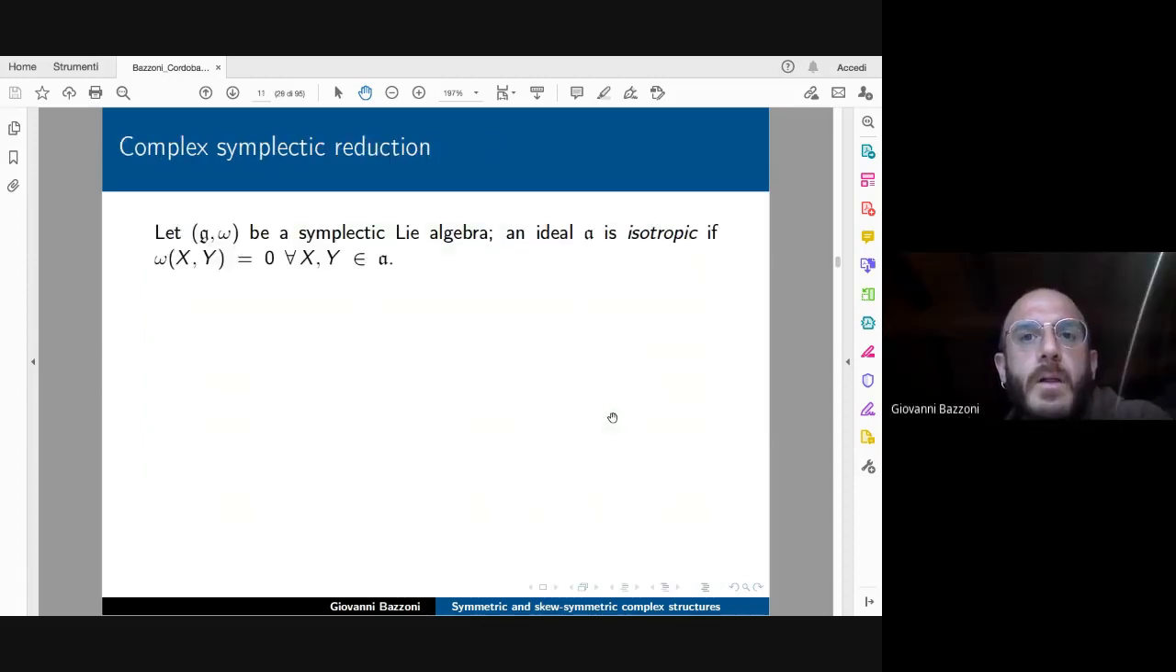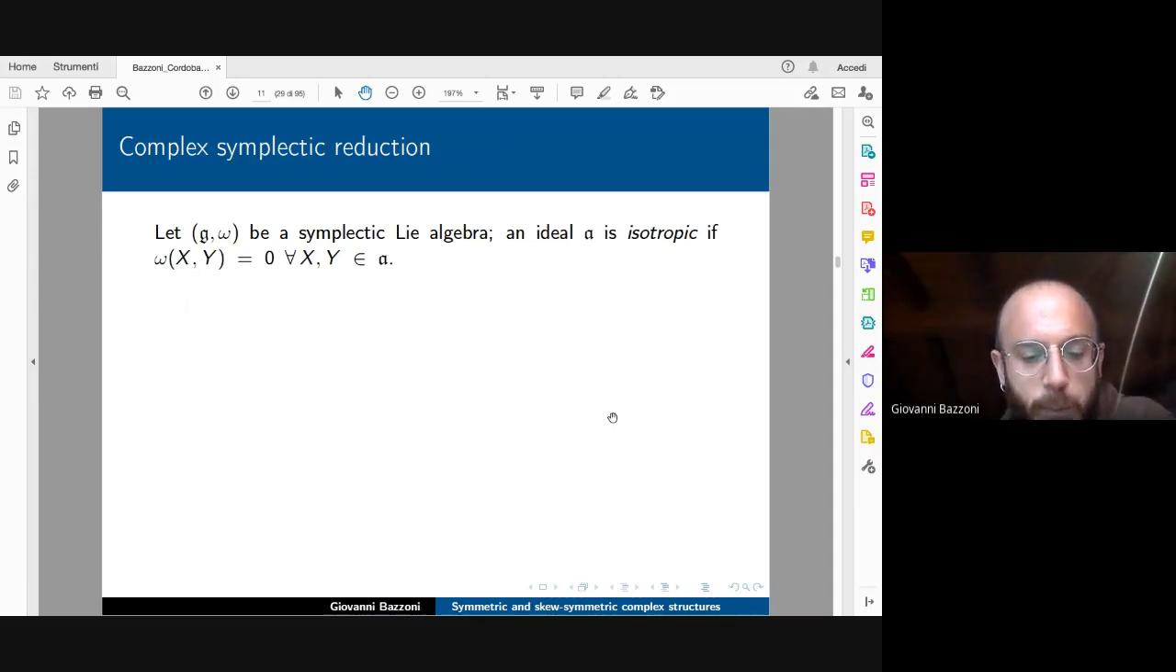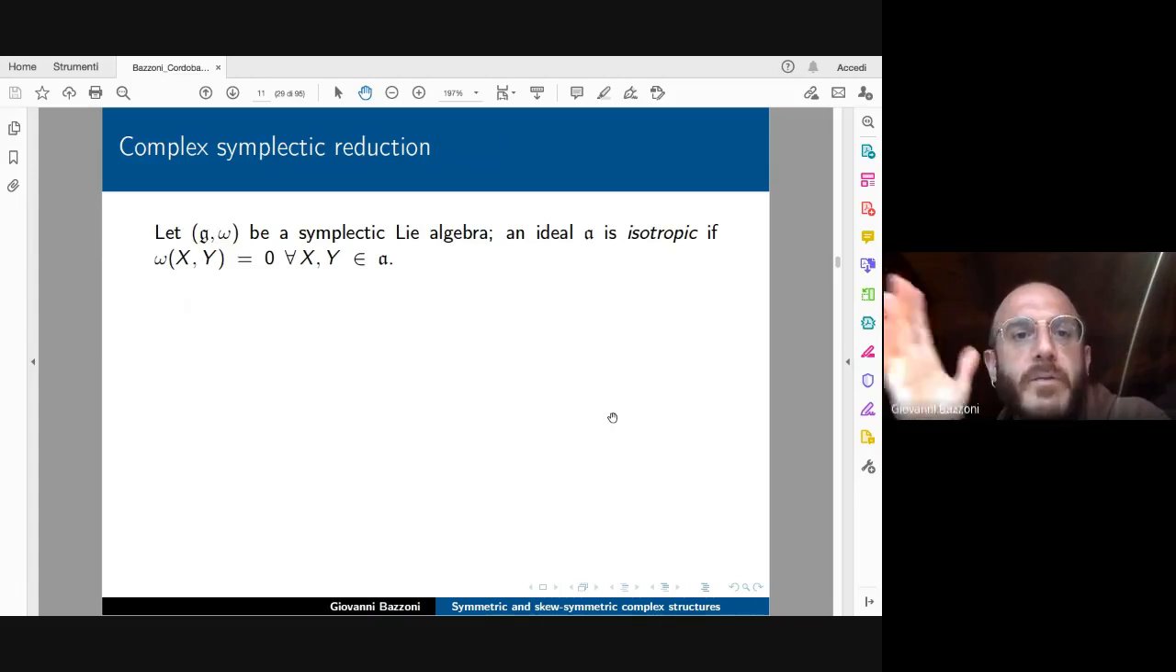So let me now describe ways to construct and deconstruct complex symplectic Lie algebras. So our aim is always that of obtaining examples, right? So let me start with the general setting of a symplectic Lie algebra, G omega. An ideal A is isotropic if whenever you pick vectors x, y in A and you compute the symplectic form on them, this is 0, okay?